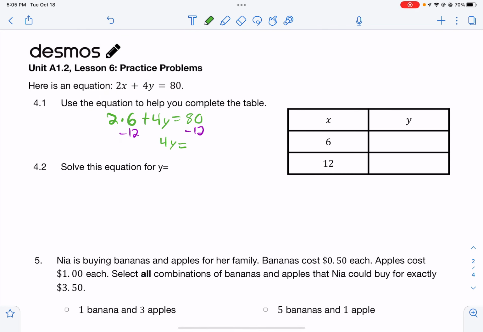Now we're left with 4y equals 80 minus 12, which is 68. So now we'll divide both sides by 4.